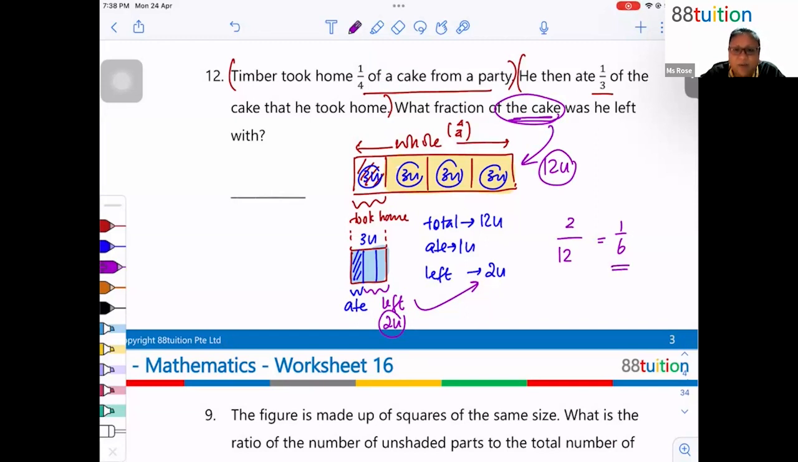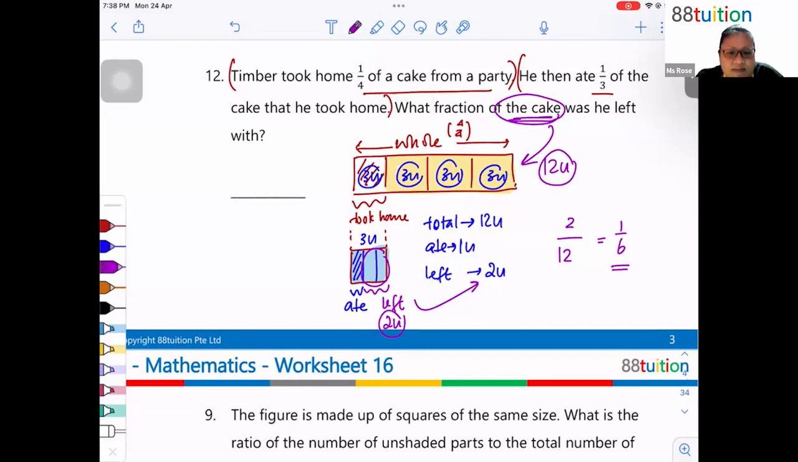Okay? So only Gordon got this question right. Congratulations. All right. So the rest of you have to be careful when you're reading the question. The question says you cannot say it is 2 out of 11 because they didn't ask you for what's left. It asks for the fraction of the cake that he took back that he ate.